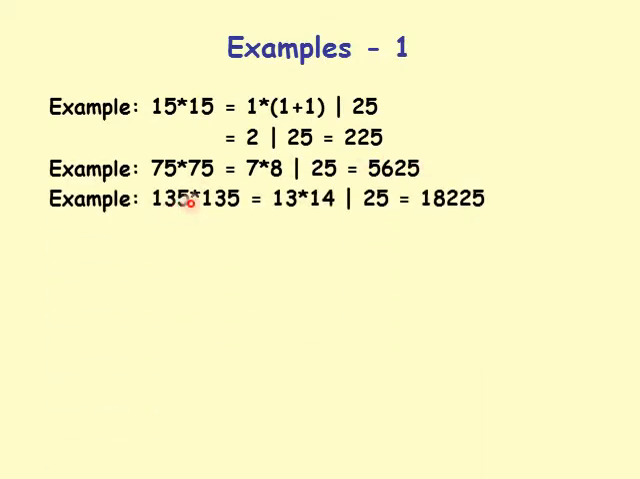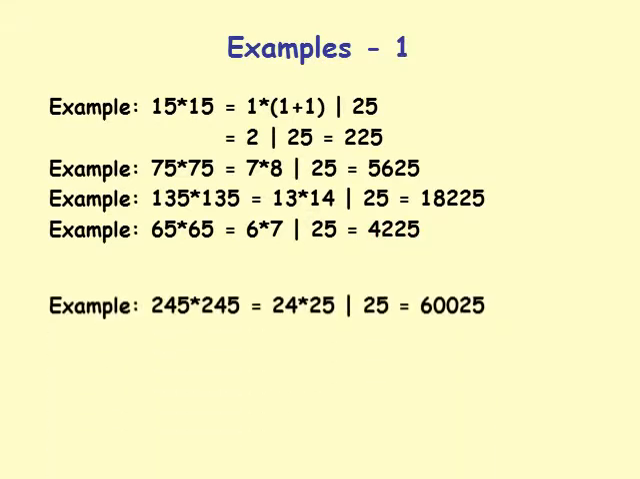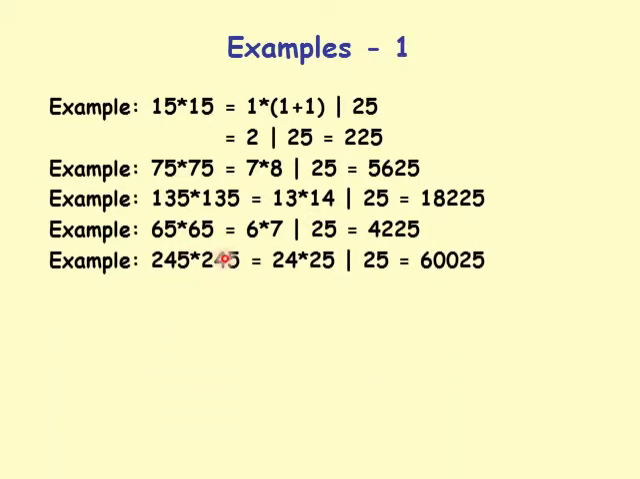Continue. Example 135 times 135: on the left it's 13 times 14, because 14 is 1 more than the 1 before of 13. On the right is 25, and the answer is 18225. Let's continue. 65 times 65: on the left it is 6 times 7, and so the answer is 4225. 245 squared: on the left 24 times 25, on the right 25, it's 60025. 35 times 35: on the left is 12, on the right is 25, so 1225.